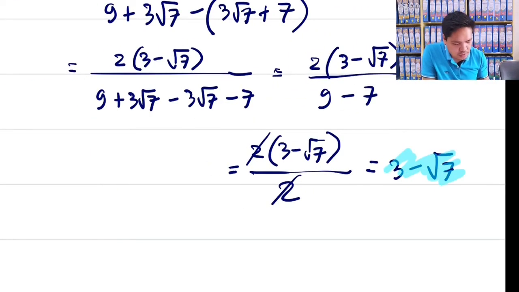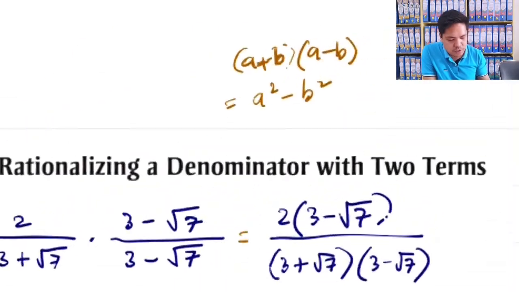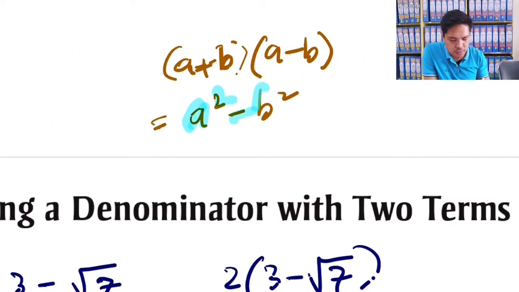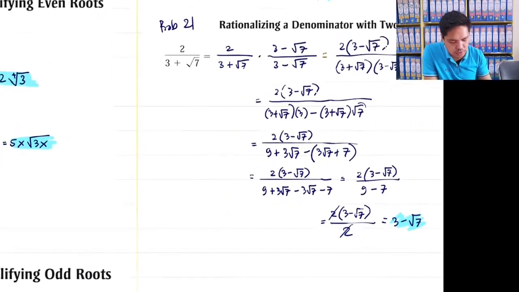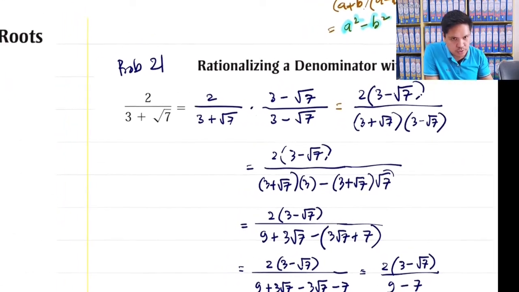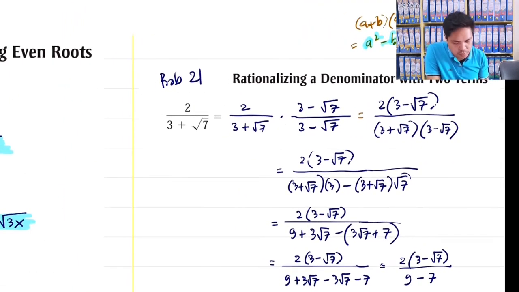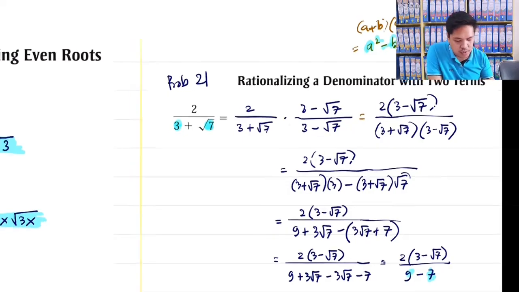Ayun. Or that is simply ito. If you just follow this property, diba? A squared minus B squared. Ito na siya, oh. Notice this. Ito yung A squared natin. So, ito yung A, ito yung B. So, A squared is 9. And minus, yung B natin is square root of 7. Square root of 7 squared is 7. So, yun na siya. Ganun na din pala.